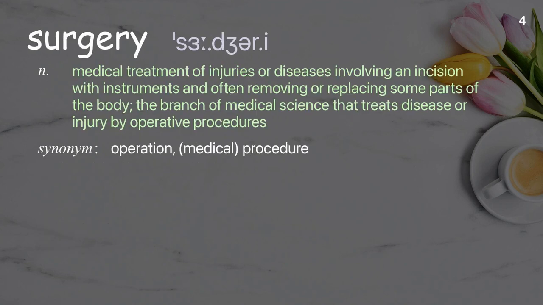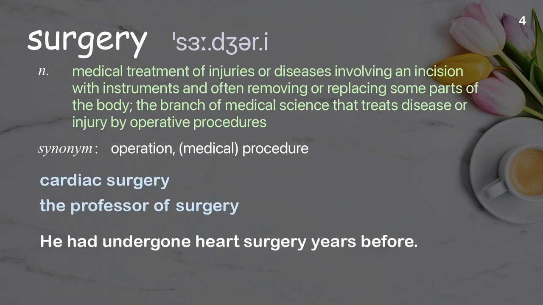Surgery. Medical treatment of injuries or diseases involving an incision with instruments and often removing or replacing some parts of the body. The branch of medical science that treats disease or injury by operative procedures. Examples. Cardiac surgery. The professor of surgery. He had undergone heart surgery years before.